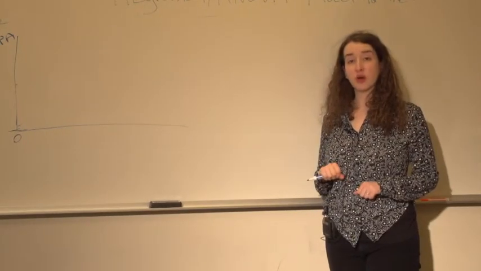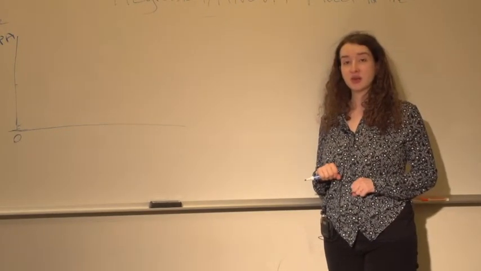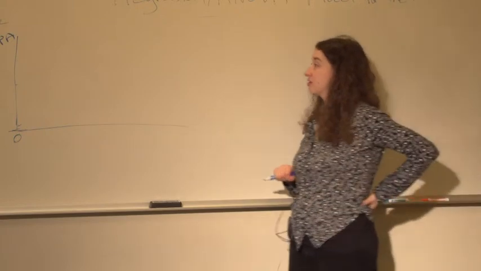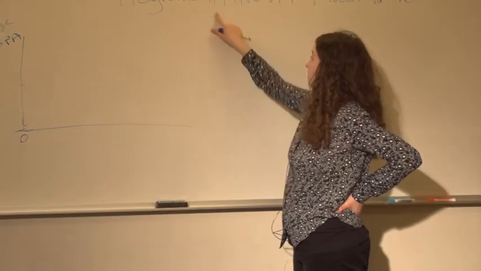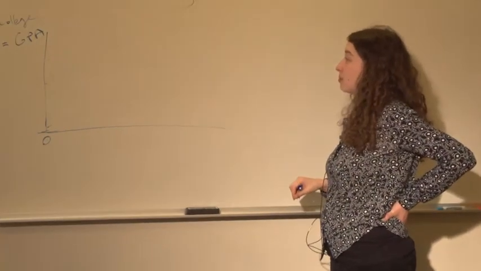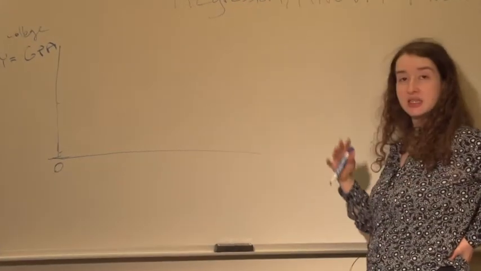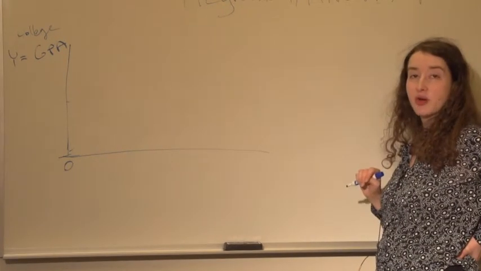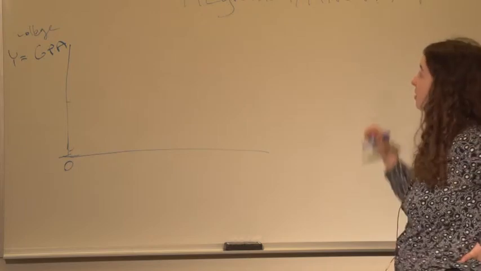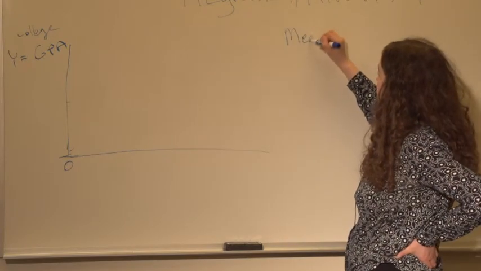What if I have more than one predictor? Specifically, what if I have both advising, whether you got advising or not, and whether you went to a public or private high school? So I might have a model like this.